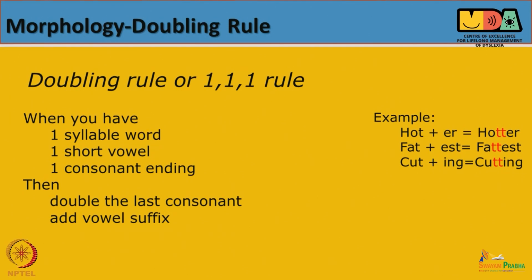So, friends, this is a relatively simple rule, the 1-1-1 or the doubling rule. The rule again, let me repeat: when you have a single syllable word with one vowel ending in one consonant, in order to add the vowel suffix, we double the last consonant.